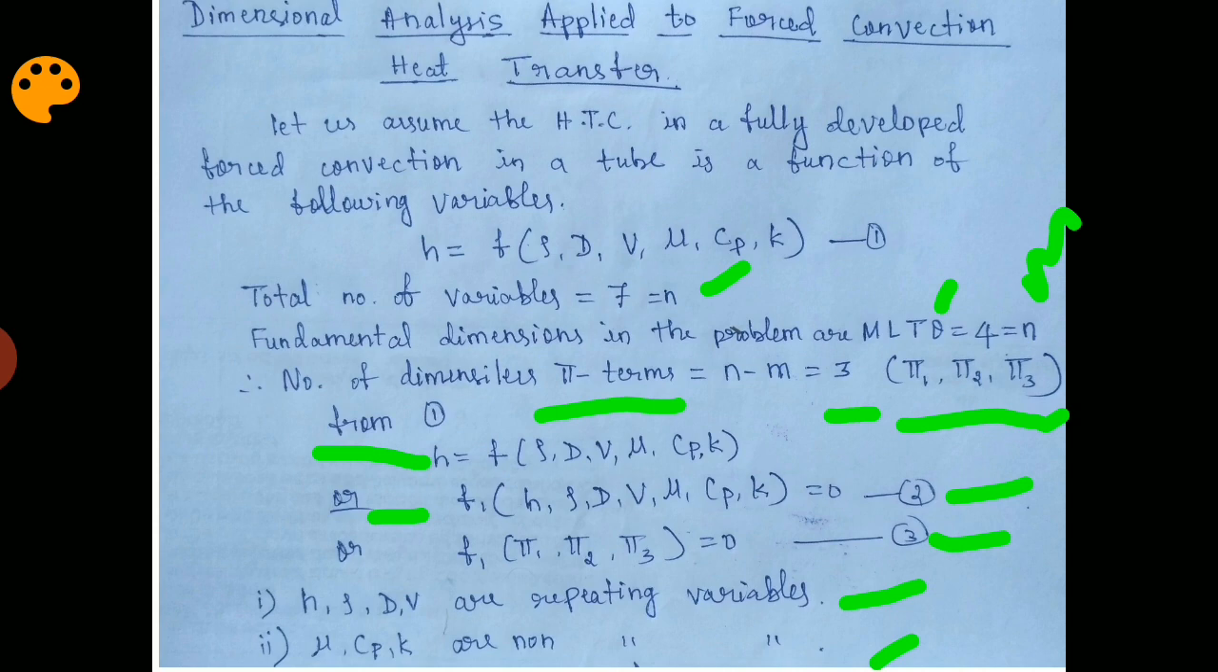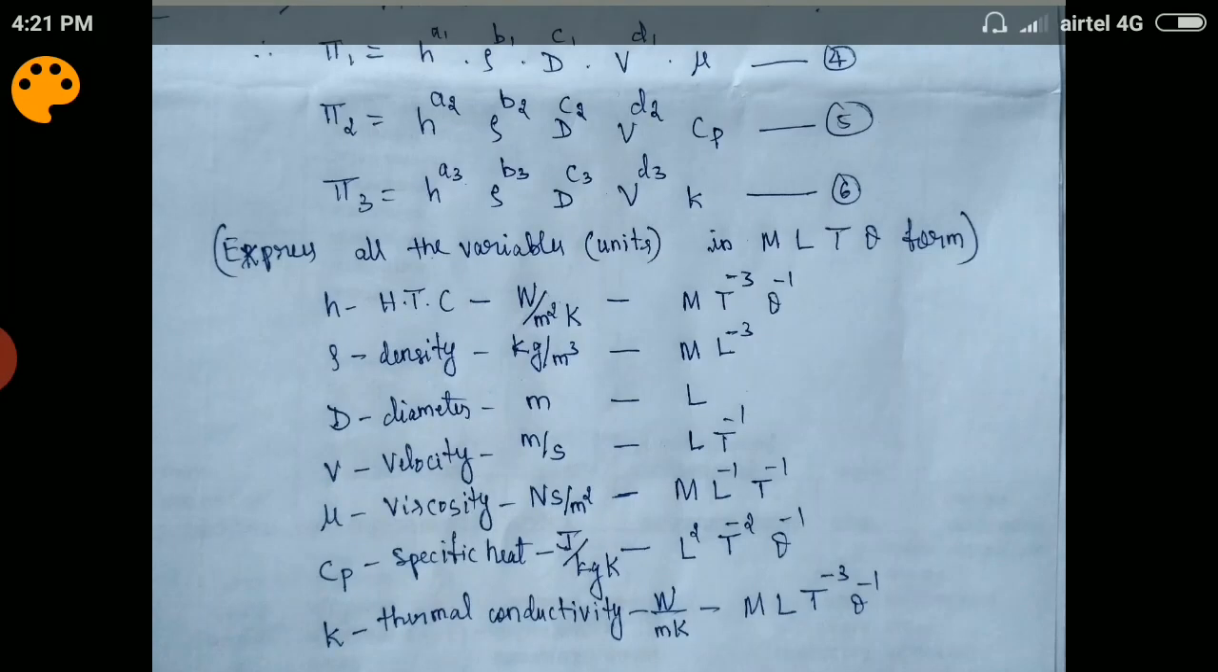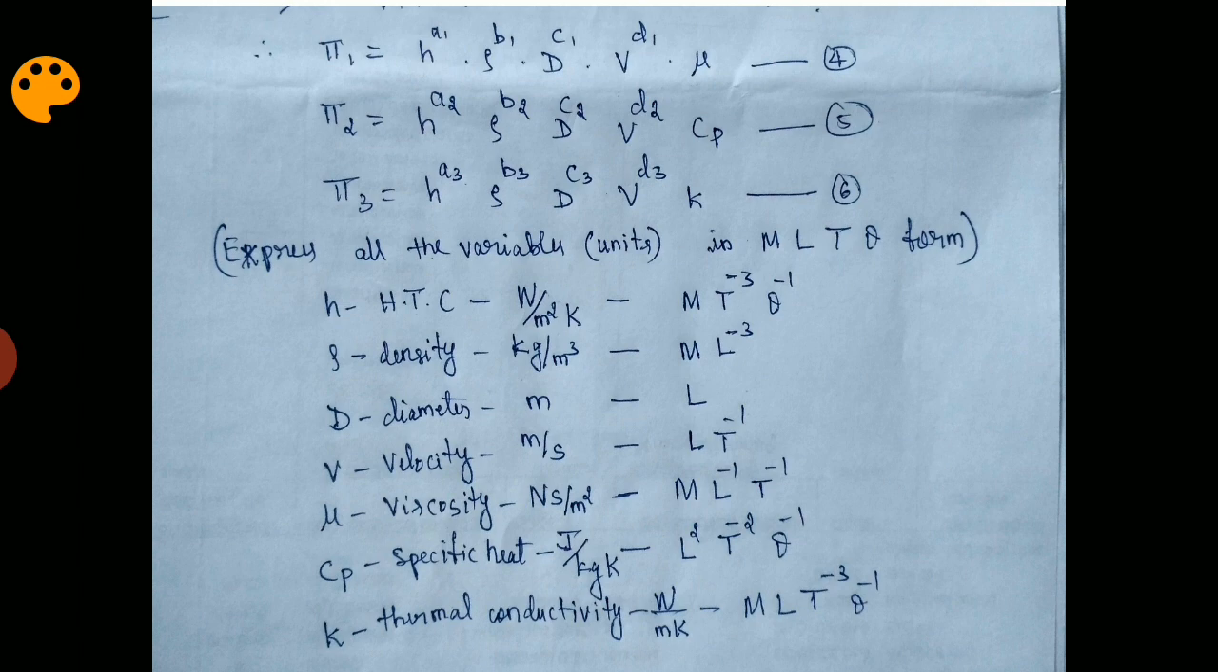So why is it important? Because when we are writing the equation for pi 1 term, pi 2 term and pi 3 term, we write down the equation. It is written in the next page, you can see. So it is very important to decide repeating and non-repeating variables. So pi 1 is equal to, first 4 you can see, h raised to a1, rho raised to b1, d raised to c1, v raised to d1 are repeating variables, and we have taken one of the non-repeating variables. Similarly, you have to repeat it for the other 2 non-repeating variables. So mu is one, cp is another non-repeating variable, k is another non-repeating variable.